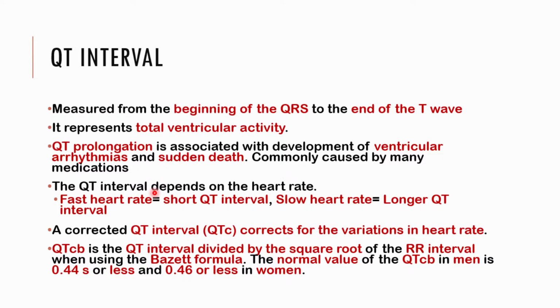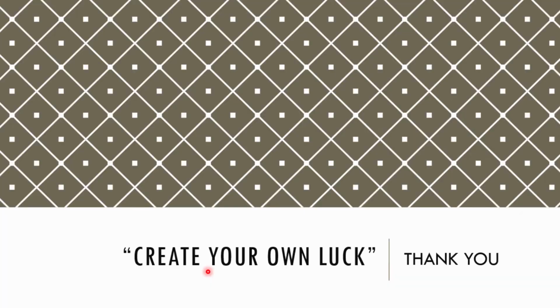The ECG machine actually corrects for this variation in the heart rate, and you can calculate what is known as the corrected QT interval, which is pretty much the QT interval divided by the square root of the RR interval, which is the distance from one R wave to another R wave. This formula is known as Bazett's formula. The normal corrected interval in men is usually less than 0.44 seconds, and in females is usually less than 0.46 seconds. So if this is prolonged, it means that you have a long QT interval.